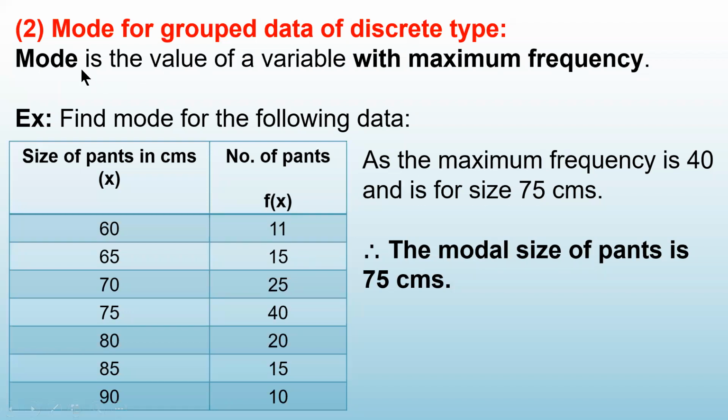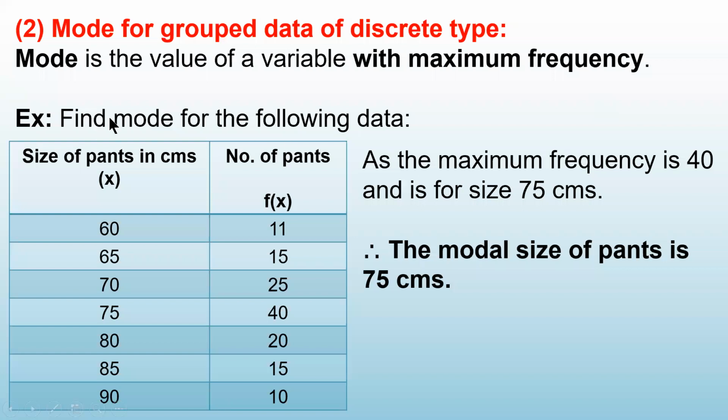In discrete type of data, to find out the mode, what you will look for? You will look for the frequency. जिसका frequency सबसे ज्यादा है, that is the mode. That value is the mode. Okay. So mode is the value of a variable with maximum frequency. मतलब सबसे ज्यादा जिसकी frequency.